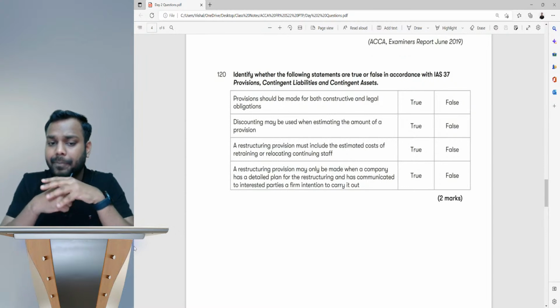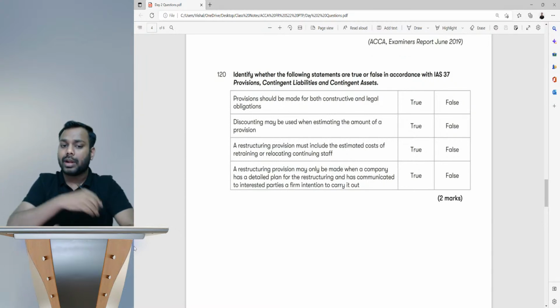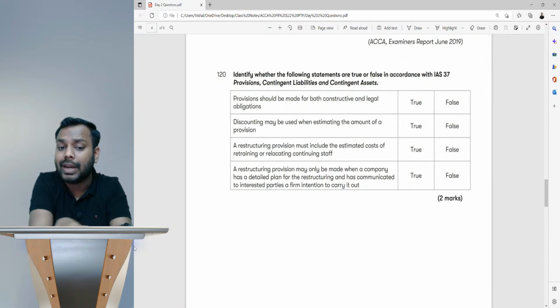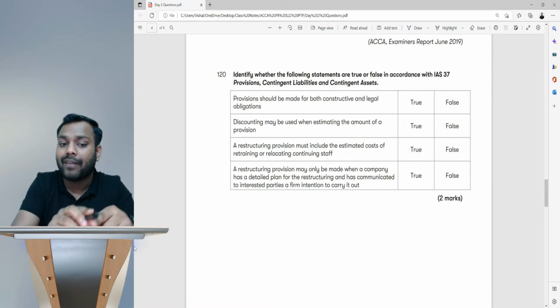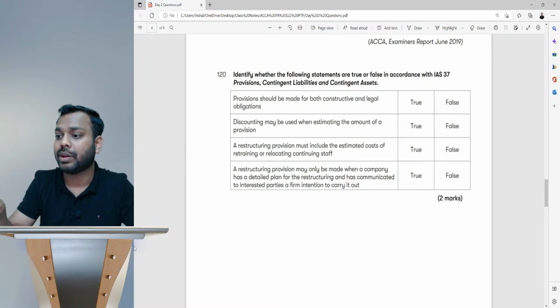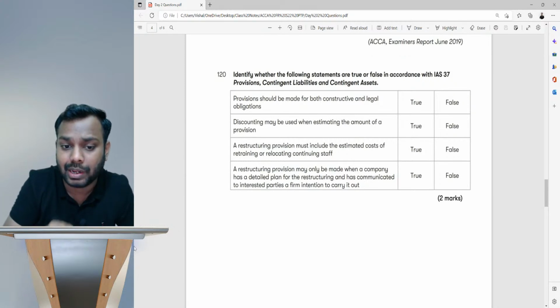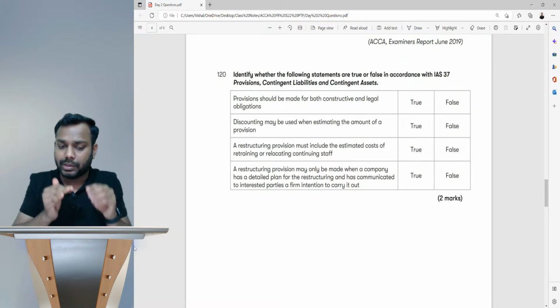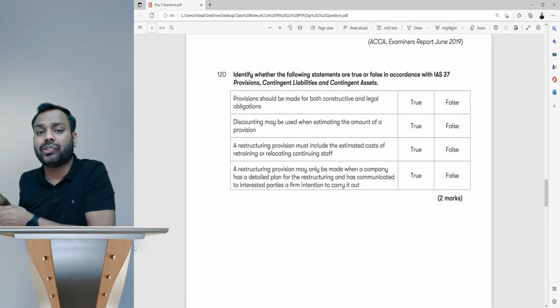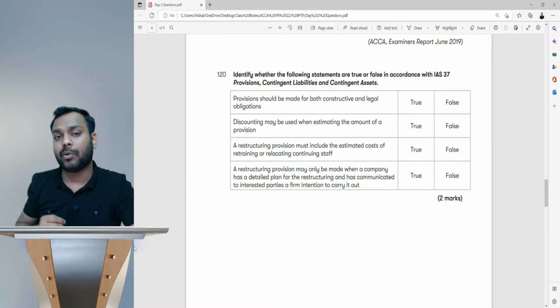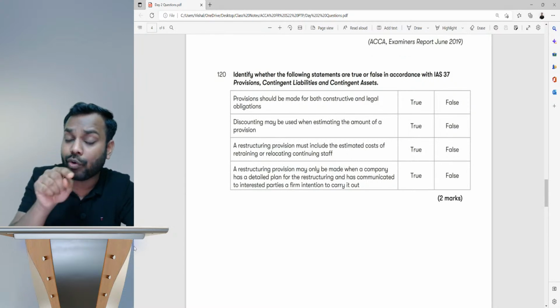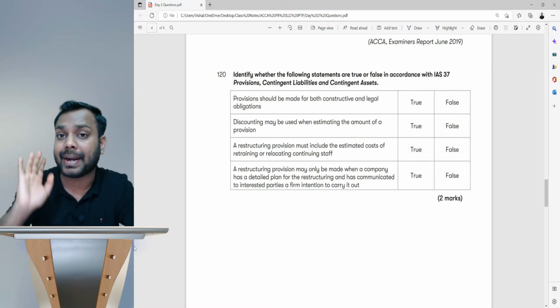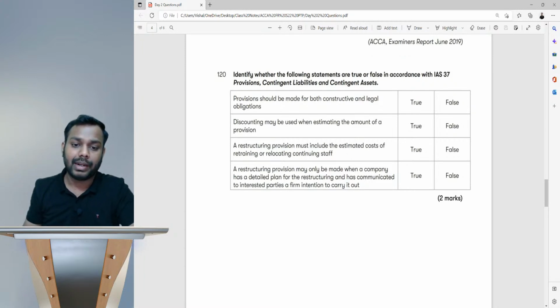Will we include this one? Continuing staff, retraining or relocating continuing staff? No, it will have the provision for the outgoing staff. That is the cost of restructuring. Continuing staff are not part of restructuring, right? The staff which will go off as part of restructuring, we have to include that as a provision, and also only when that is communicated to the parties. So the answer for this one is false. So it is true, true, false.